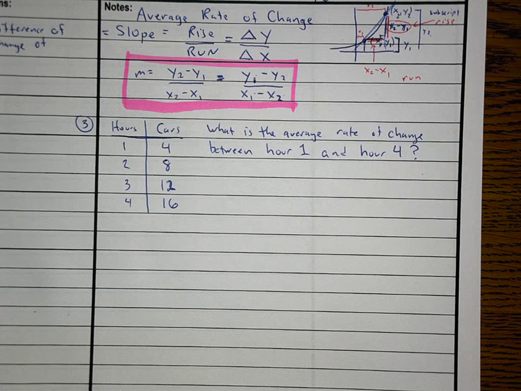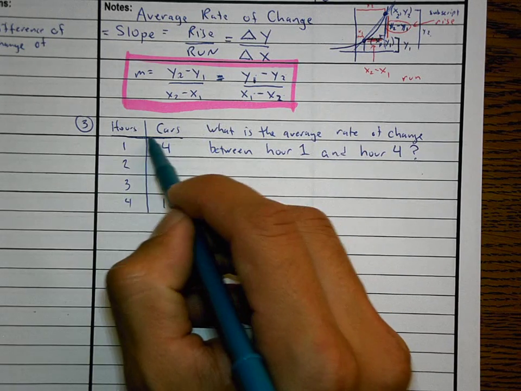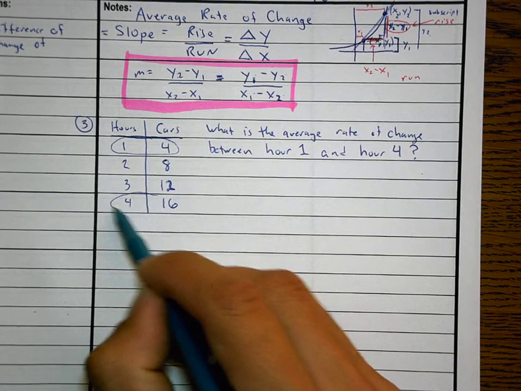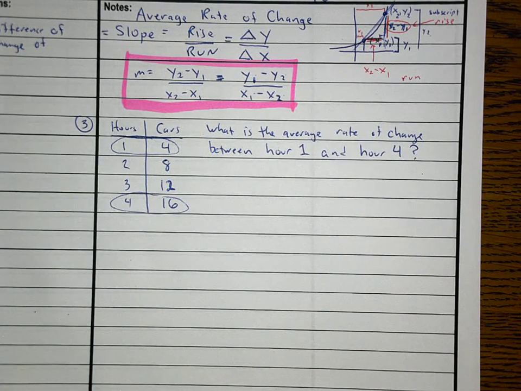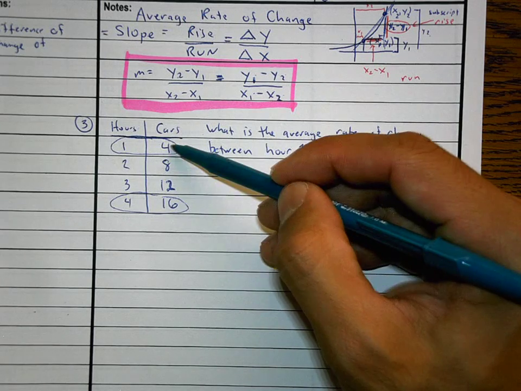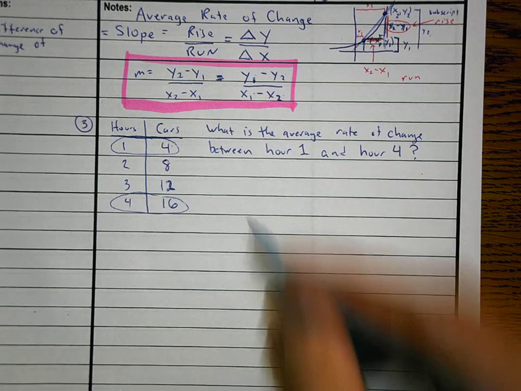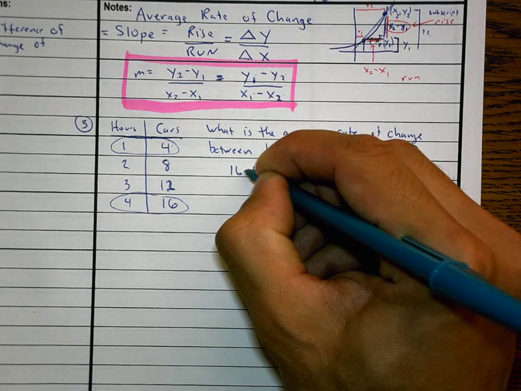Do you know which ones your y values are? Are your y values cars or hours? Good. And so if you're going between hour 1 and hour 4, the first thing I like to do is kind of circle what I'm talking about. Between hour 1 and hour 4. You have a choice. We want to always do the change in y over the change in x's. So these are your y's. You can either do 4 minus 16 or 16 minus 4. Which one would you rather do? 16 minus 4.